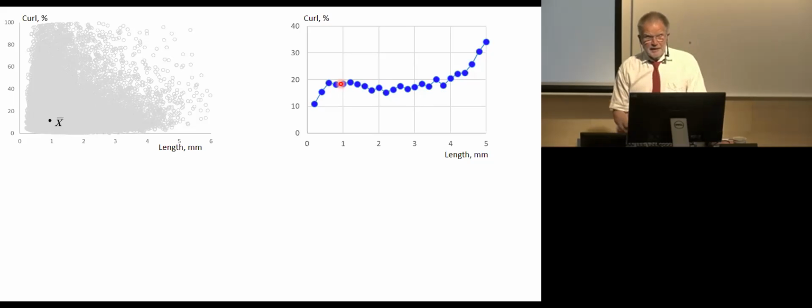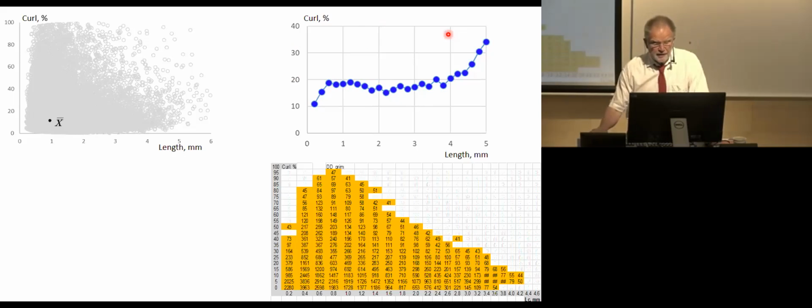So what we did then, we also sliced it into curl to make a graph like this, where we have length versus curl, and the numbers in each square show how many particles we have in each square. And then if we skip those having very few particles, you can see here we get another picture. The most curled particles are those around 0.8 millimeter.